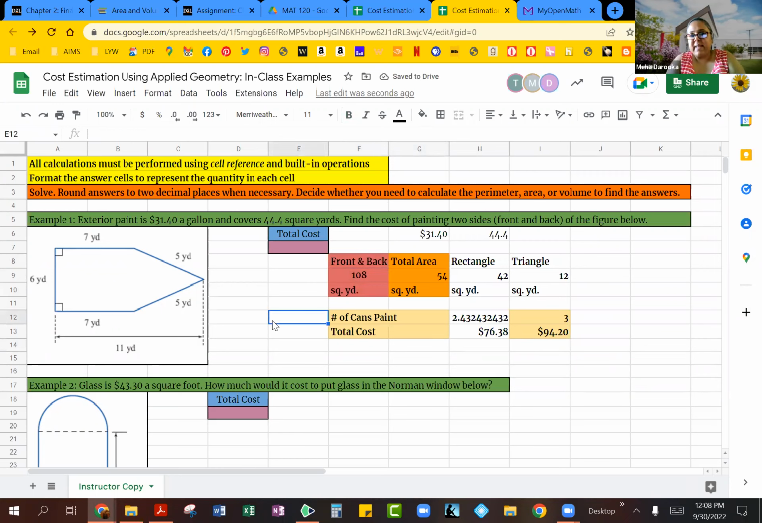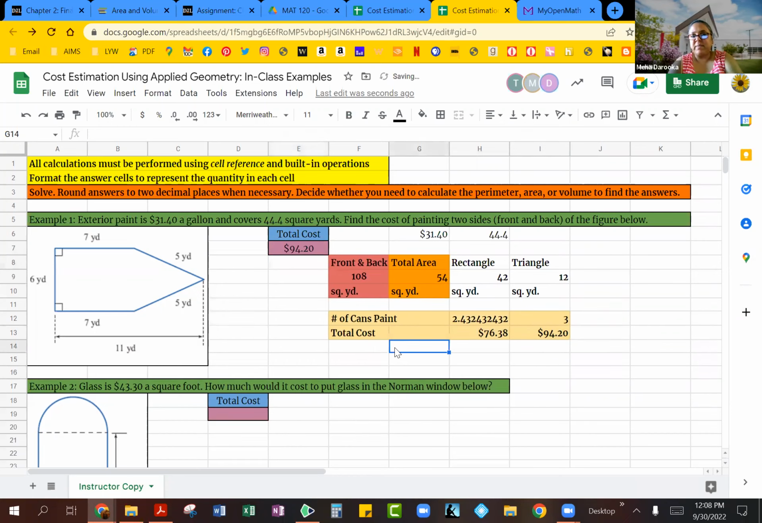And so once you had that, then of course we knew each gallon is giving us 44.4 square yards of coverage. Take that, figure out how many cans of paint you need. And once you have that value, you can calculate what your total dollar amount was going to be. So our final answer, remember, is the dollar amount. That's what we're interested in, because that question was, what is the total cost? So in this case, I would say our total cost was $94.20, and that becomes your answer.